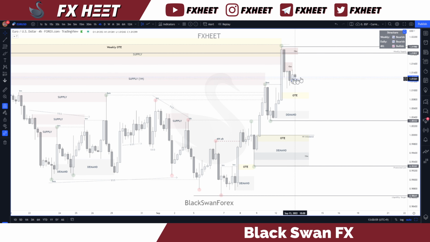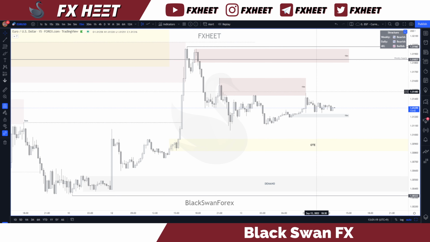Obviously building liquidity to move the market one way or the other. I could honestly see it go either direction, but maybe short term in order to move the price the opposite direction. So let me go down to the 15-minute so we can look a little closer.